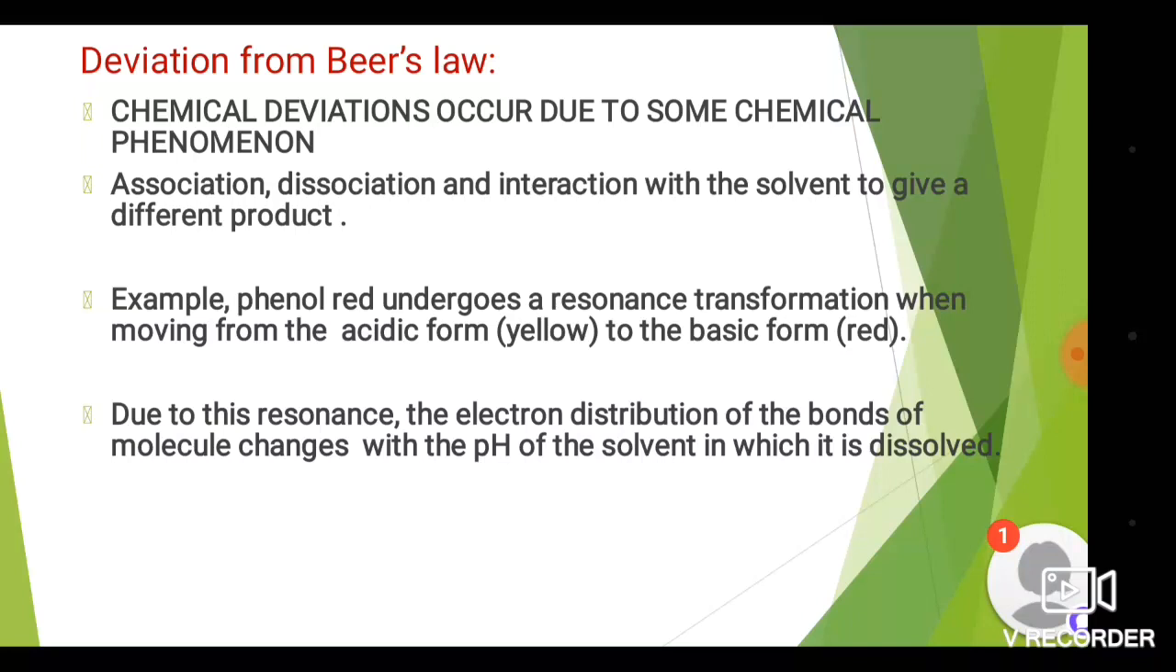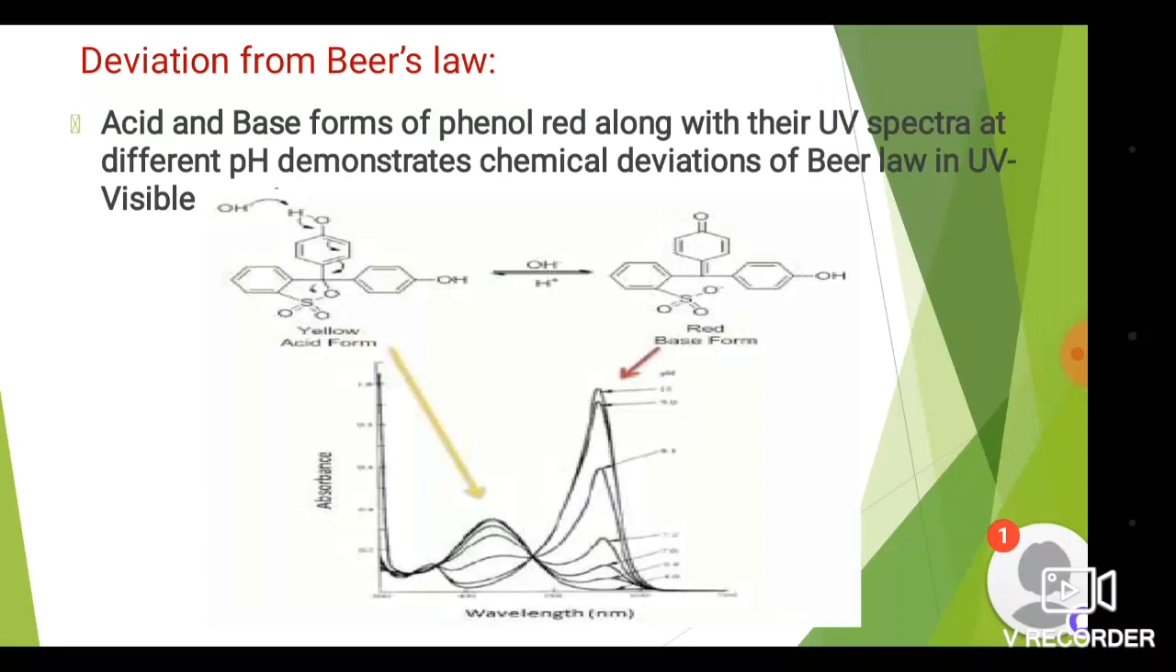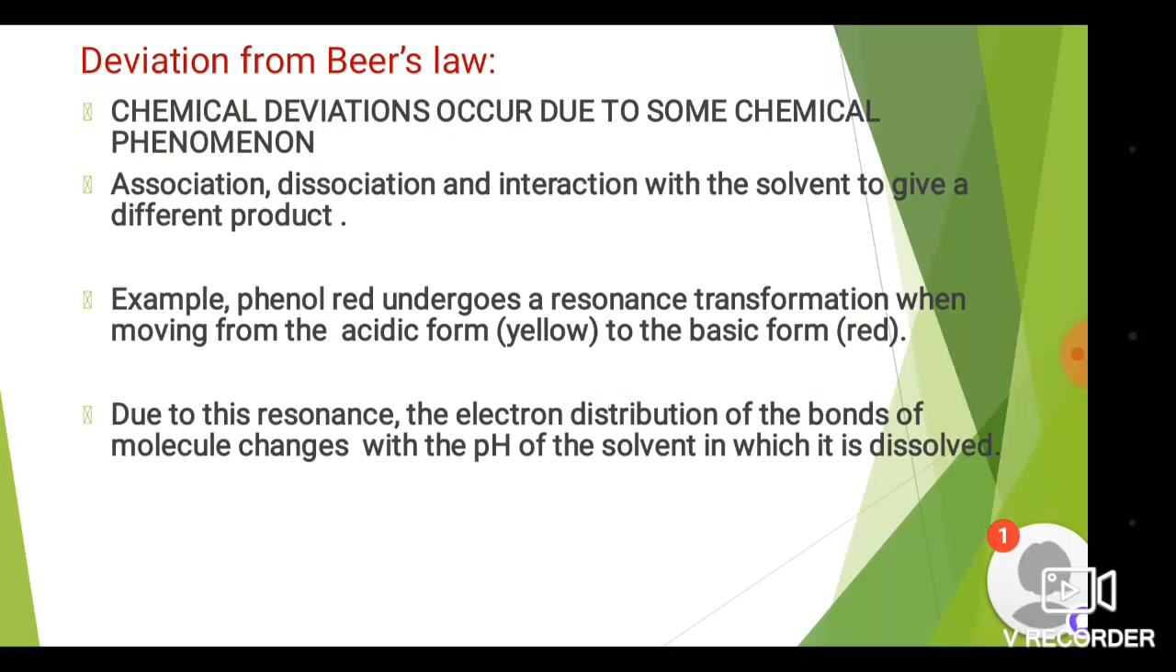So this is another effect that affects the absorbers, which indirectly affects the deviation, or it does not follow the B.S. law. An example of that type of process is that phenol red undergoes a resonance transformation when moving from the acidic to the basic form. In acidic form it is yellow and in basic form red. So absorption changes with the change in color.